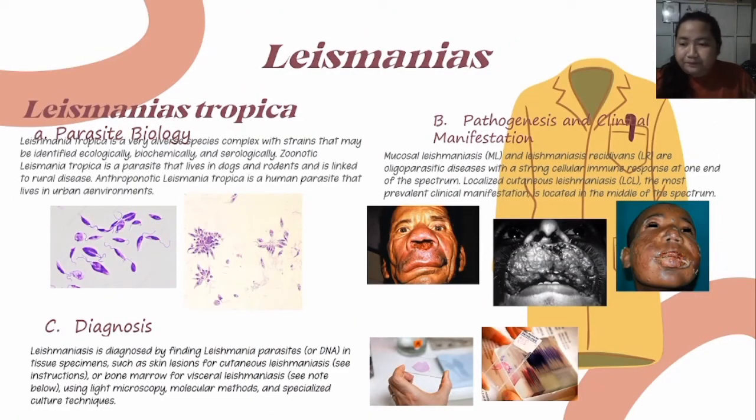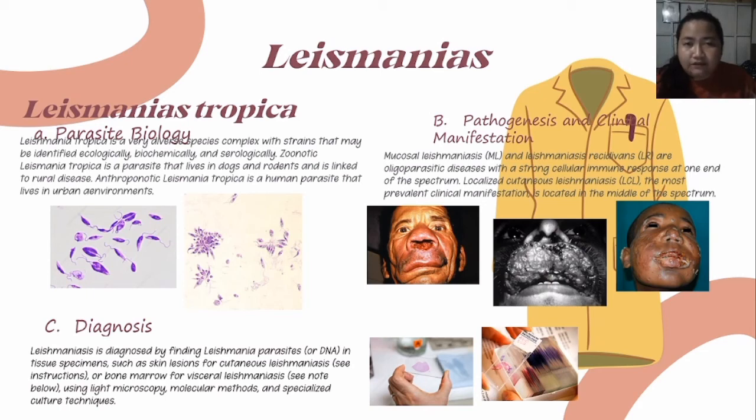Leishmania tropica. Parasite biology. Leishmania tropica is a very diverse species complex with strains that may be identified ecologically, biochemically, and serologically. Zoonotic Leishmania tropica is a parasite that lives in dogs and rodents and is linked to rural disease. Anthroponotic Leishmania tropica is a human parasite that lives in urban environments.